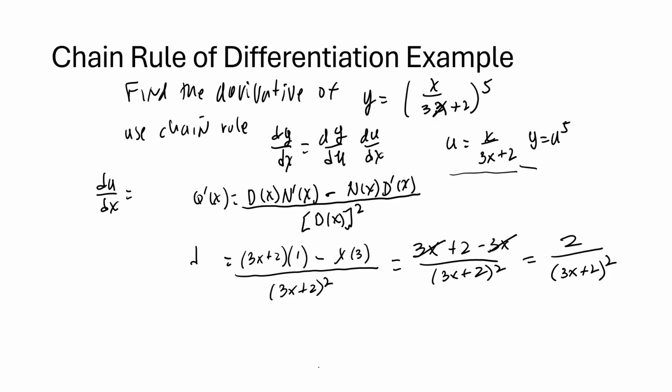Now remember, that is du/dx. Okay, that's not the answer to the problem. That's just an intermediate step. And now dy/du is much simpler using the power rule here. That's going to be the derivative with respect to u of u to the fifth power. That's just 5u to the fourth power. So there's what we're going to need to continue this problem. Now we're going to put all that in and see what falls out.